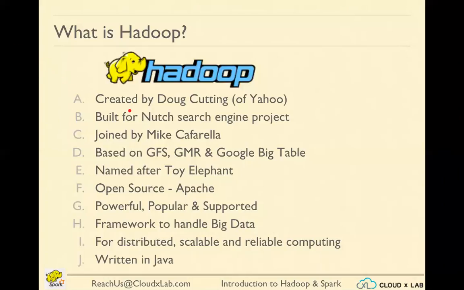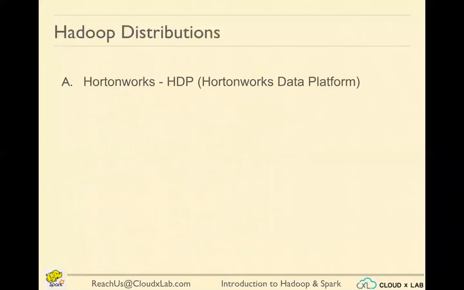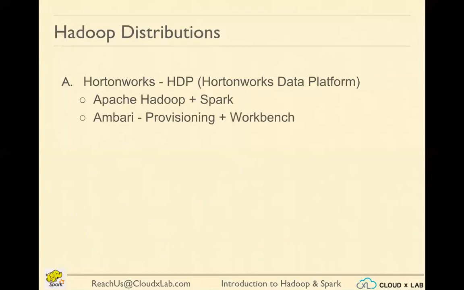All right. Hadoop was written in Java, but that doesn't mean anything. Now you can interact with Hadoop using all kinds of programming. All right. Now, a brief about distributions of Hadoop. There is something called Hortonworks HDP, Hortonworks Data Platform, from a company called Hortonworks. It provides Apache Hadoop and Spark, plus an additional tool called Ambari, for provisioning and as a workbench.